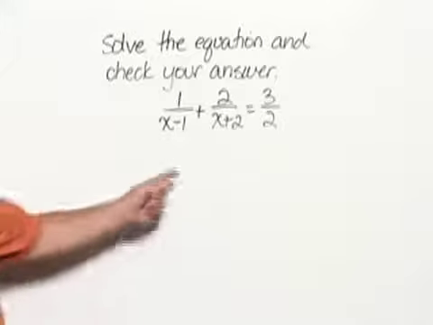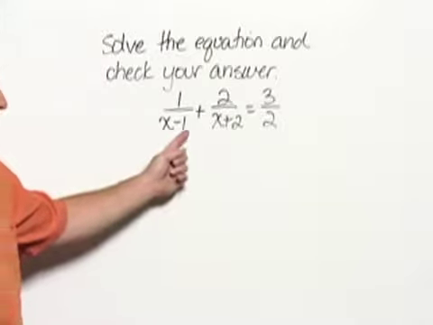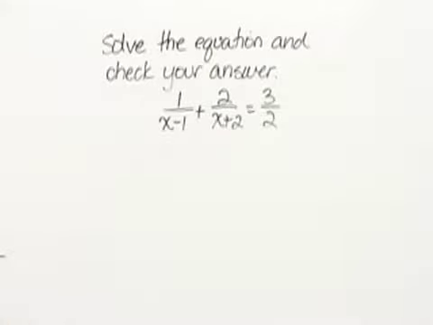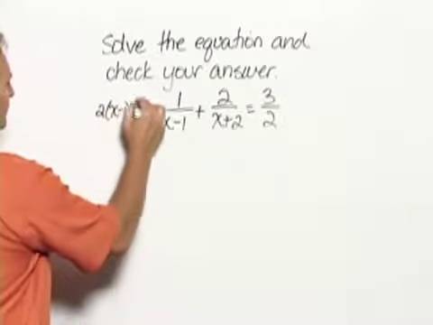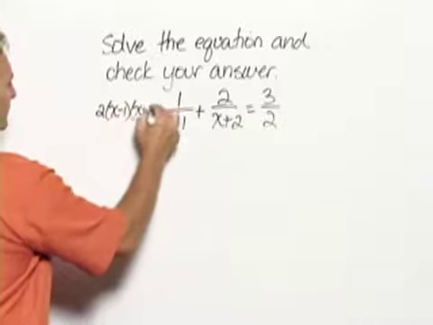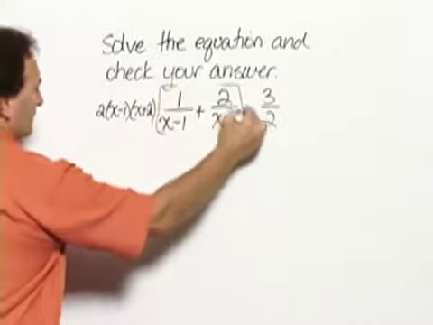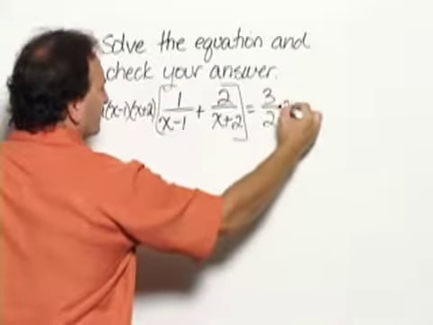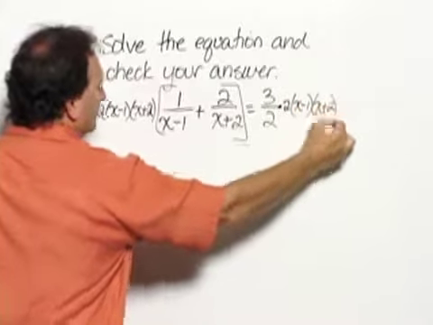So what we need to do is figure out that the LCD is a combination of x minus 1 times x plus 2 times 2. And now multiply both sides by that common denominator. In other words, multiply by 2 times x minus 1 times x plus 2. We have to do it on this side, and we have to do it on this side. So 2 times x minus 1 times x plus 2.